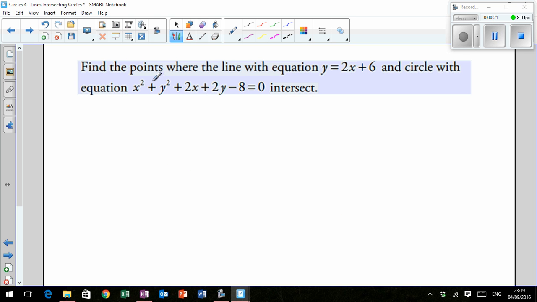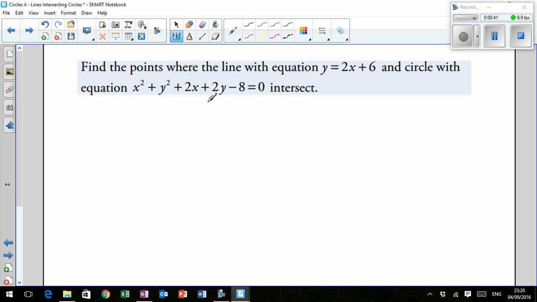Okay, so here's just a quick example. You could put this in your notes if you wanted to. It's entirely up to you. The next example will cover it as well. We're looking to find the points where the line intersects a circle. Now, just as with any points of intersection, we're going to use simultaneous equations. We want to solve them simultaneously.